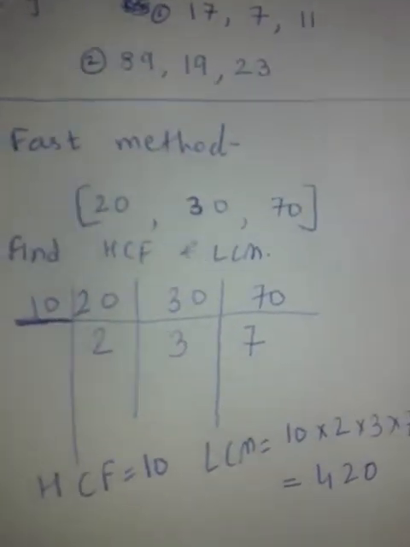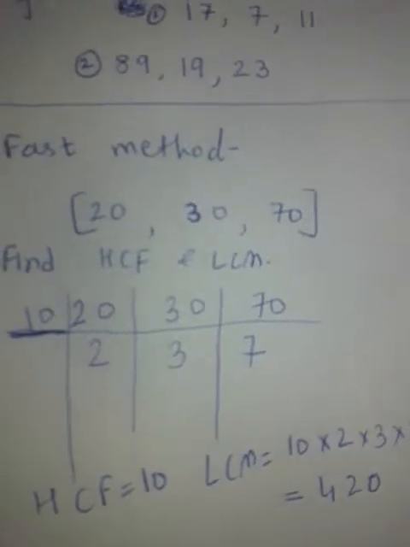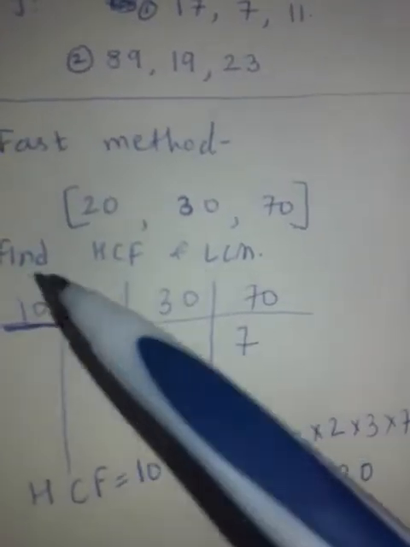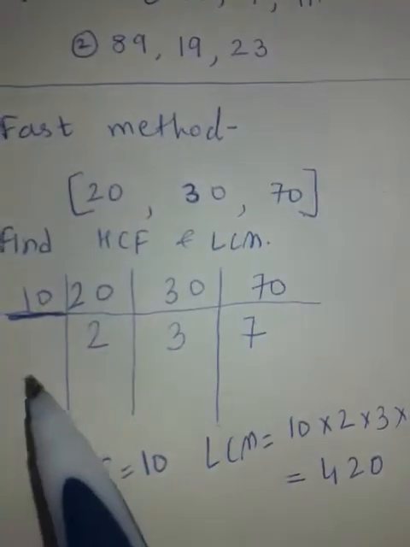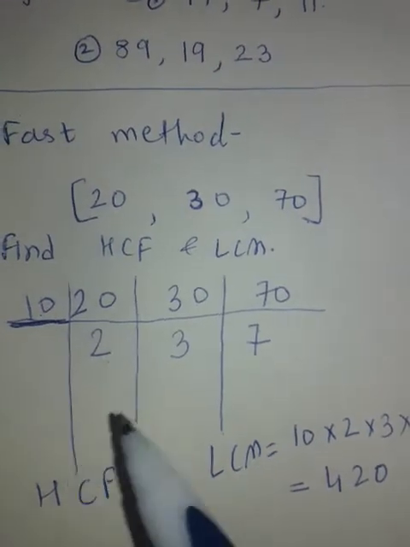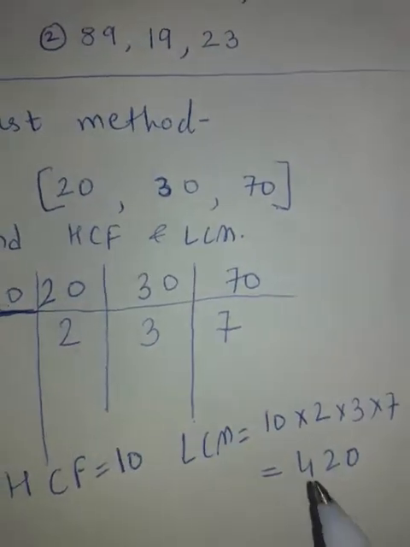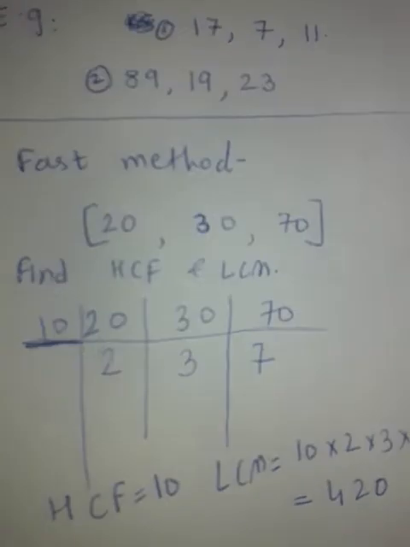We are going to see many more examples covering all possibilities. So right now just remember this: vertical is HCF, and horizontal multiplied by vertical becomes LCM.